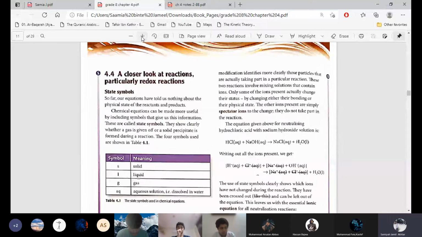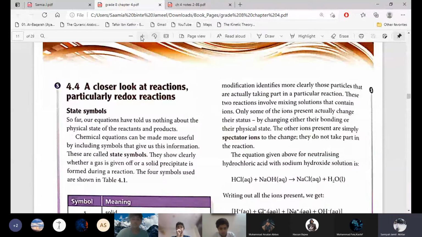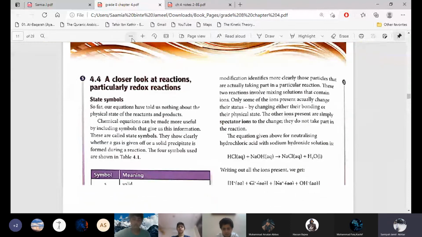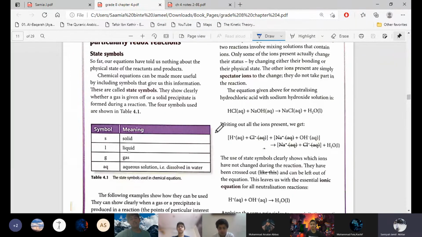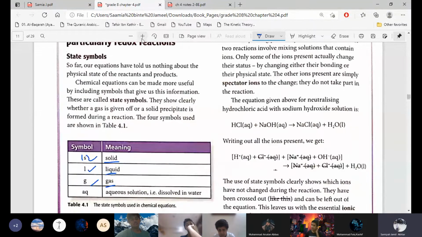Okay, so topic 4.4, this topic we have to start, and in 2 days we have to finish topic 4.4 also. First of all, there are state symbols. You already know that these are the symbols or the short forms that we use for physical states, the states of matter. For a solid substance it is S, for a liquid it is L, for a gas it is G, small g, and we use all of them in brackets.